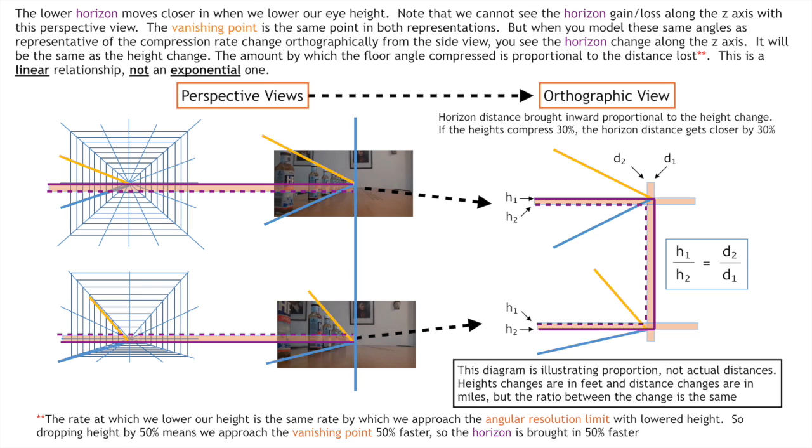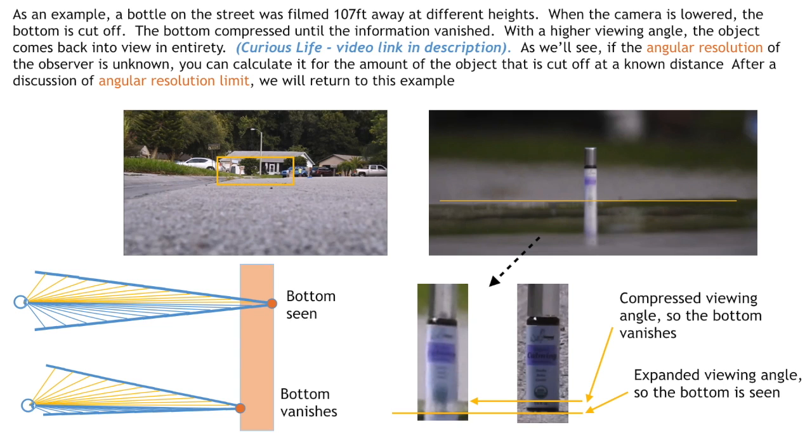With an orthographic view, looking over here on the right, if the height's compressed 30%, the horizon distance gets closer by 30%. As an example, a bottle on the street was filmed 107 feet away at different heights. When the camera is lowered, the bottom is cut off. The bottom compressed until the information vanished. With a higher viewing angle, the object comes back into view in entirety. And again, video link in the description.